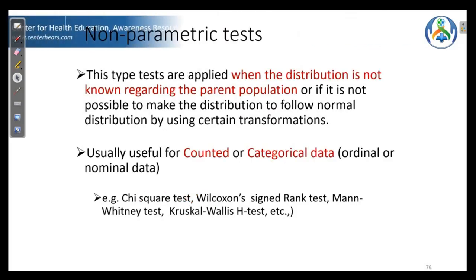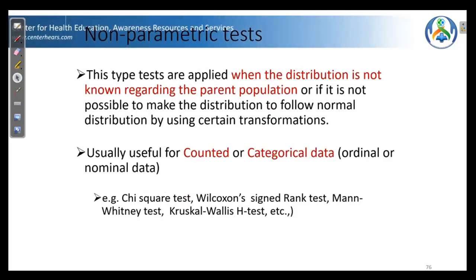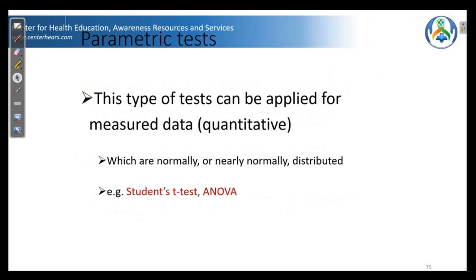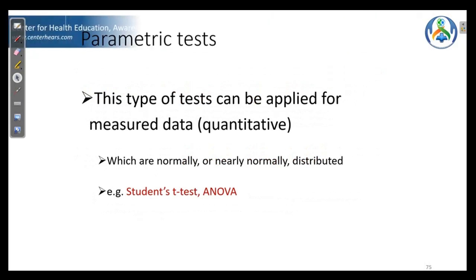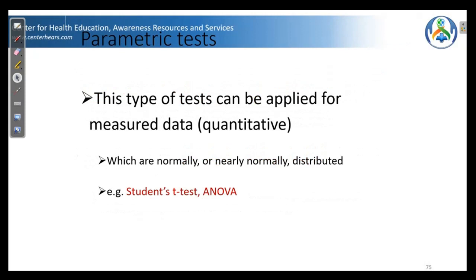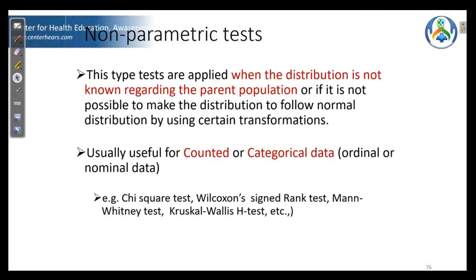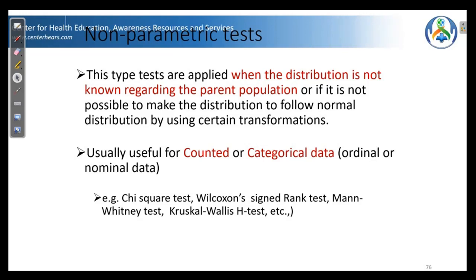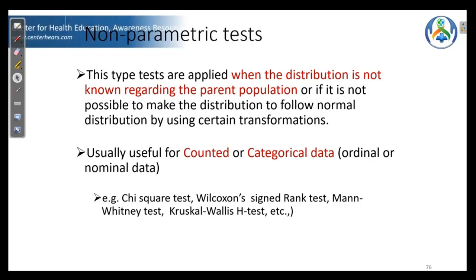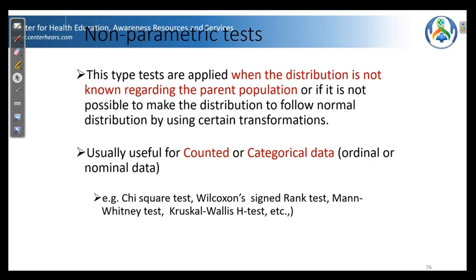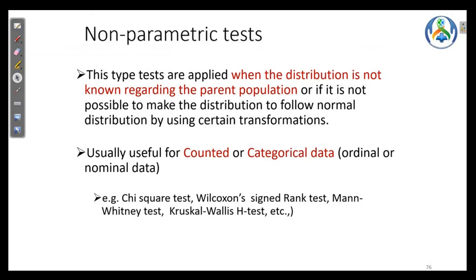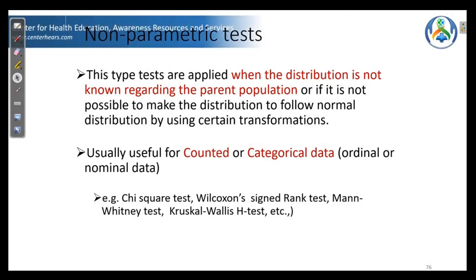And non-parametric test is used when the distribution is not known regarding the parent population, and it is not possible to make the distribution follow the normal. In the parametric test, the distribution should be normally distributed, but if it is not possible to make it normal, then we can go for the non-parametric test. It is mostly on categorical data, like ordinal data or nominal data, and these are chi-square test, Wilcoxon test, Mann-Whitney, Kruskal-Wallis test.